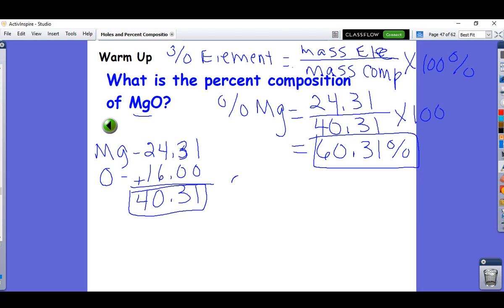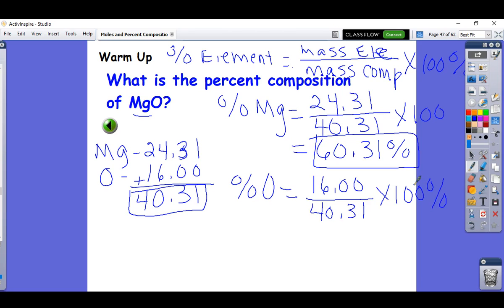Now to get the percent of oxygen, oxygen's molar mass is 16. The molar mass of the whole compound of MgO is 40.31. So notice you got 40.31 here and 40.31. It should always be the same number because that's the molar mass of your compound. Then we're going to times it by 100.